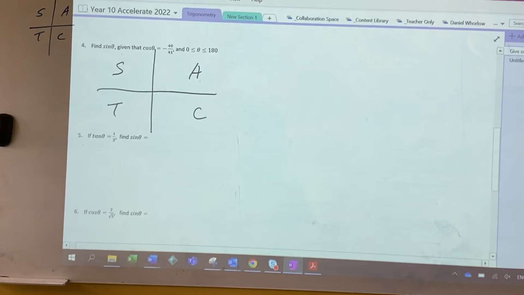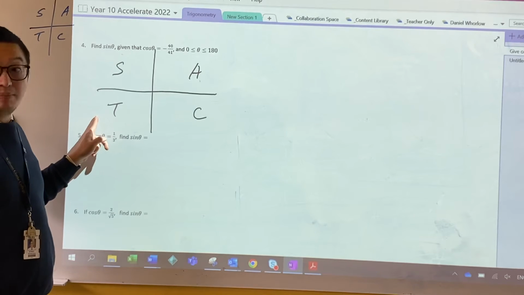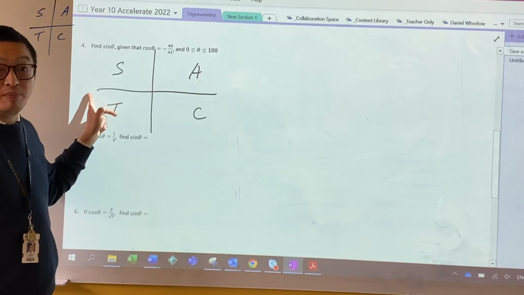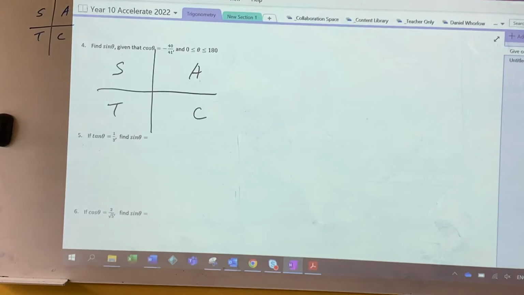Okay. Find sine theta given that cos theta is negative. In which quadrant is cos theta negative? Second and third, very good. But we know that theta is between 0 to 180, so it could only be the second quadrant. That's how you confirm which quadrant first, right? So 0, 90, 180. Theta can only be in these two quadrants, and cos theta is negative.